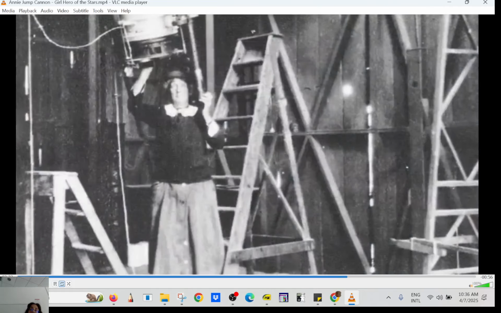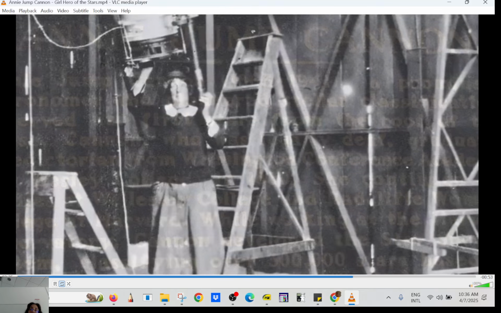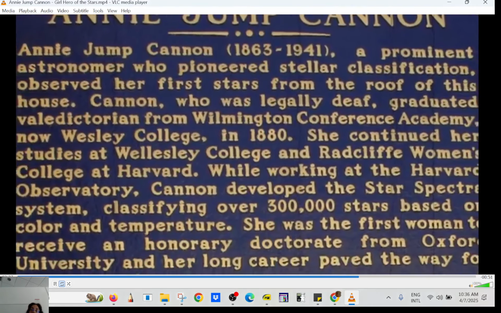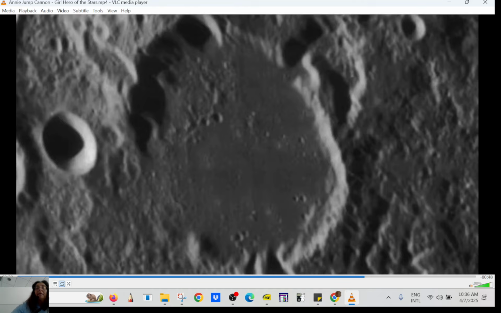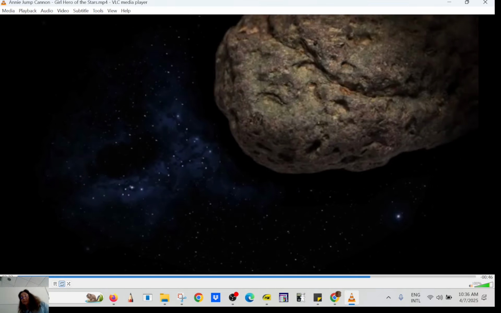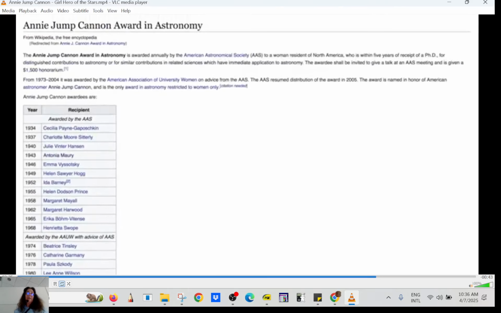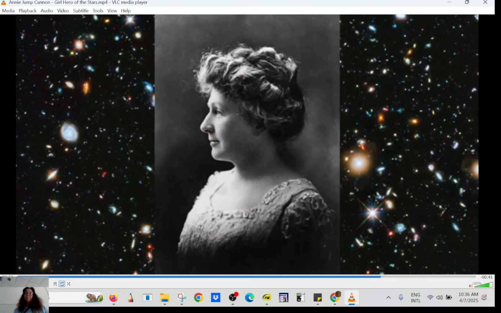She was so famous for her hard work and intelligence that there are buildings and streets on Earth, a crater on the moon, an asteroid in space, and even an important award named after her. I think Annie Jump Cannon is as inspiring as the stars she studied.